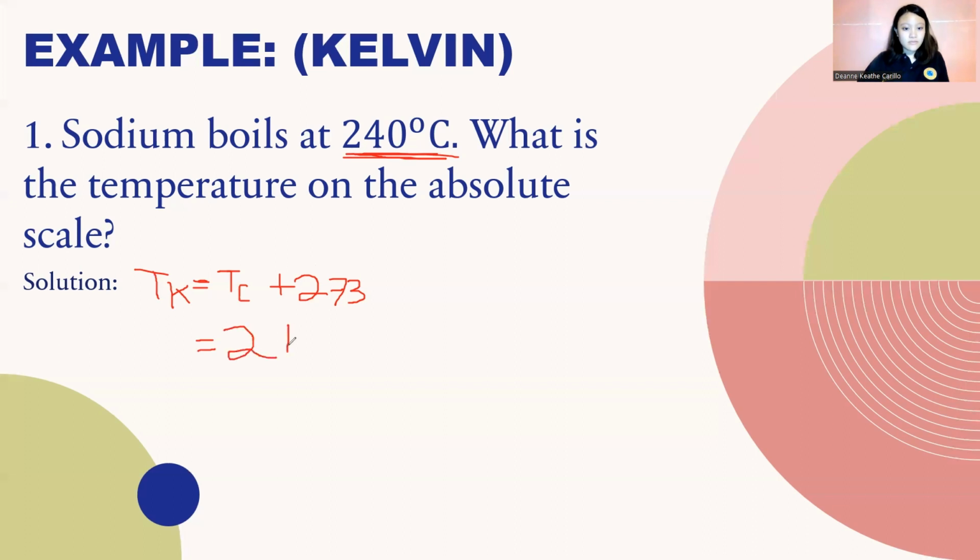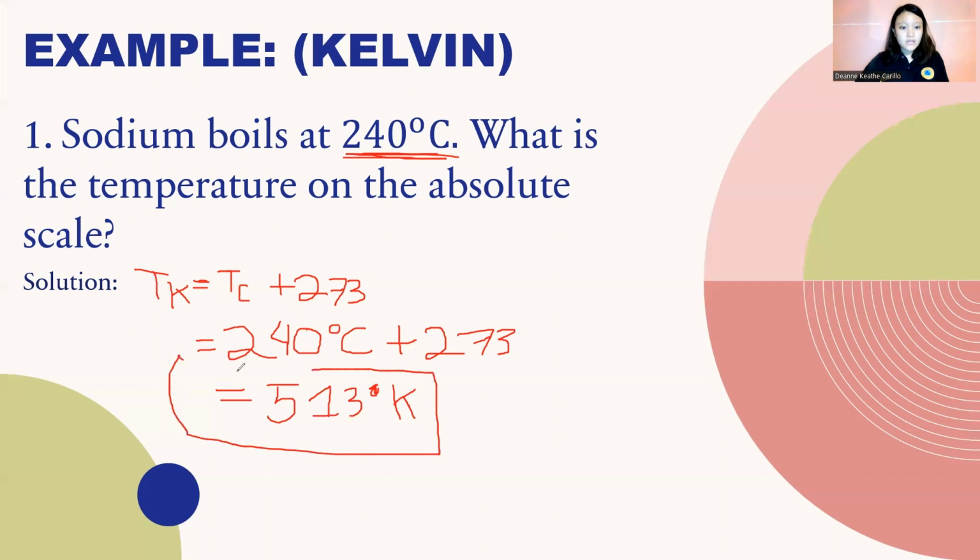Let's solve it. 240 degrees Celsius plus 273 is equal to, let's use our calculator, 240 plus 273 is equal to 513. Now the temperature scale here ay mag-iiba. It will change into Kelvin because na-convert na natin siya from Celsius. 513 degrees Kelvin is the final answer.